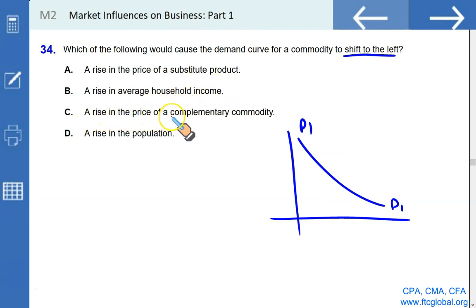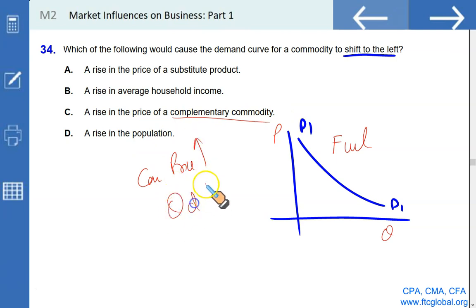C, a rise in the price of complementary goods. Let's say this represents the demand curve for fuel, and cars are complementary to fuel. So if the car prices go up, resultantly people will demand fewer cars. Since they will demand fewer cars, the demand for fuel will decrease, and it will move inwards, or you would call it a shift to the left. That makes C the correct option. A rise in population would cause the demand curve to shift outwards, to the right, and this is incorrect.